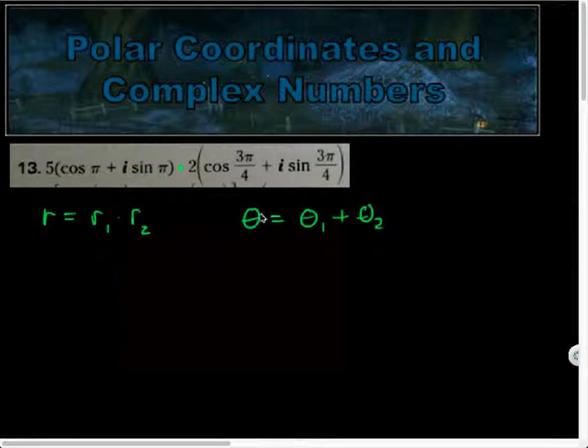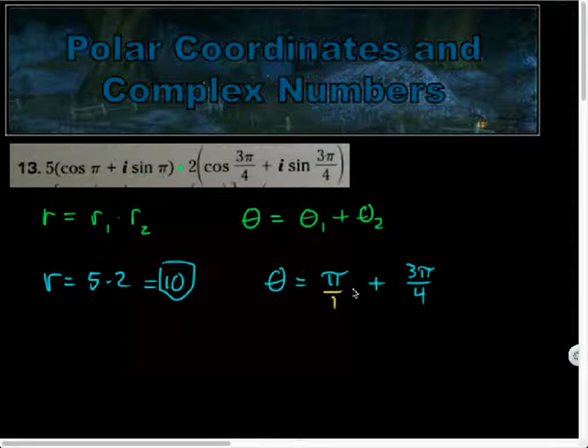So I can actually find those and do wonderful things with them. Isn't it great? So R is going to equal 5 times 2, or 10. And theta is going to equal pi plus 3 pi over 4. And in order to simplify this theta, I'm going to have to find a common denominator, which is 4, so I multiply pi by 4 over 4.